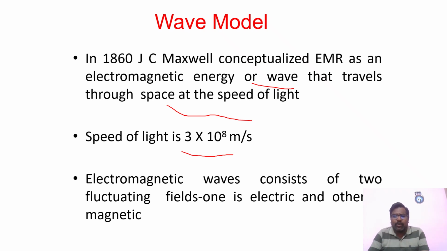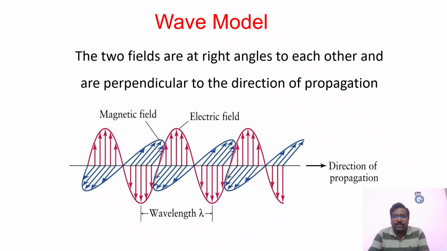Mainly, the electromagnetic wave consists of two fields. One is the electric field, and the other is the magnetic field. The electric field and the magnetic field are both perpendicular to each other and to the direction of propagation. So generally, this is the wave model.